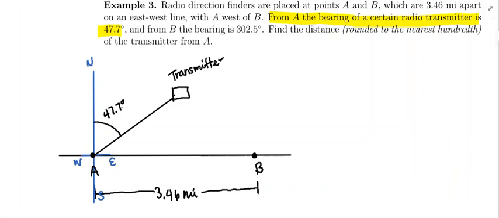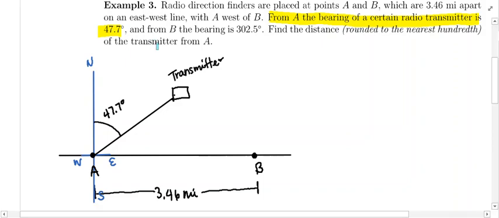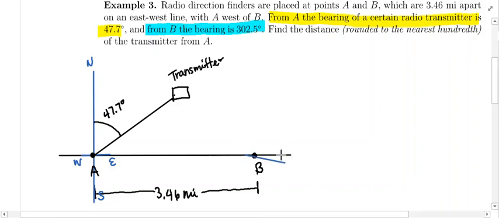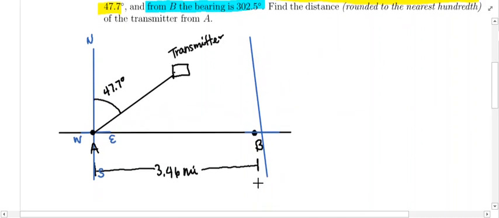So what else we can label in this picture is the bearing based on B. From B, the bearing of the transmitter is 302.5 degrees. We're going to have to set up another little direction thingy here. Here's our east-west line, and then we'll have to put in a north-south line through B. It's going to look like this. All right, so here we go. North, south, west, east.